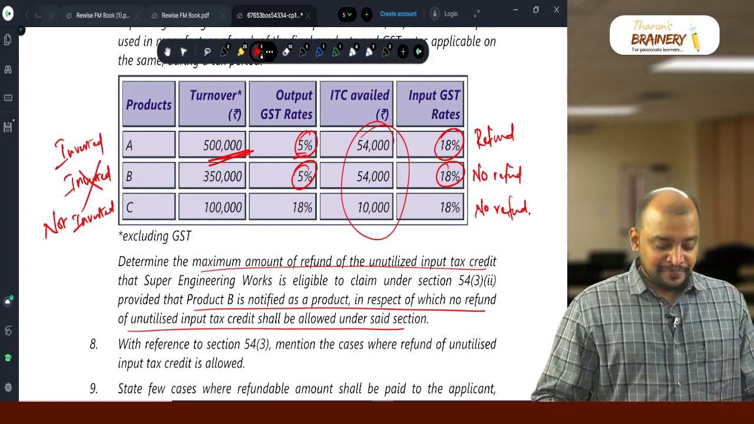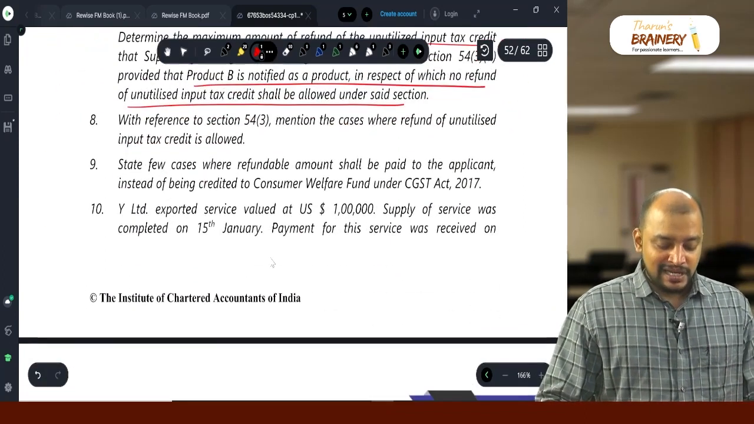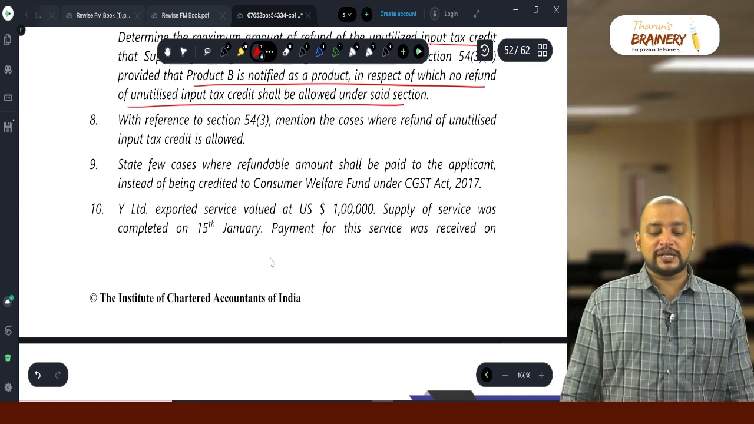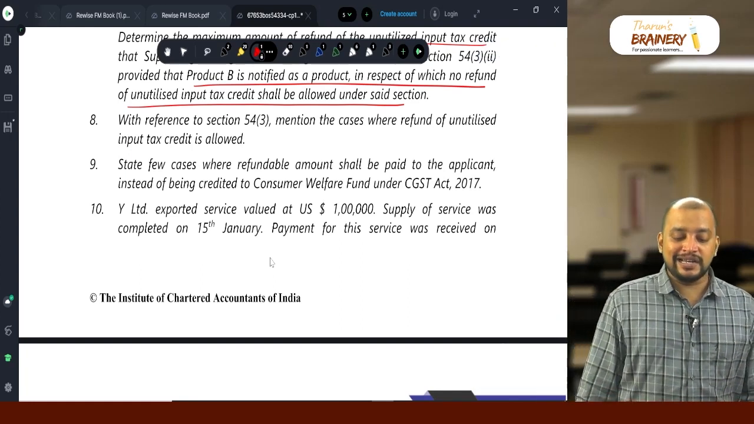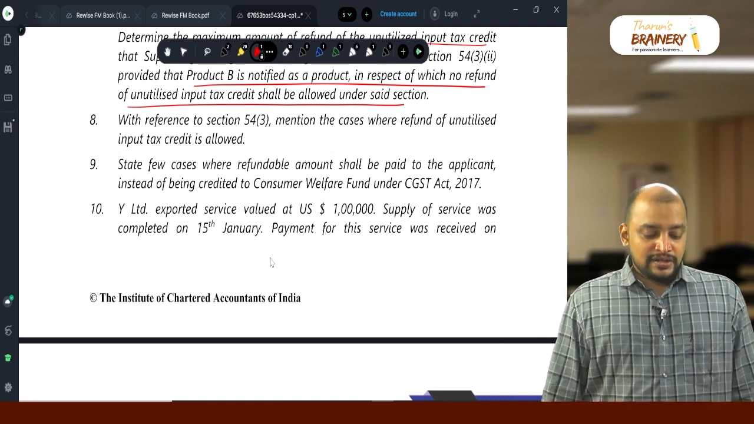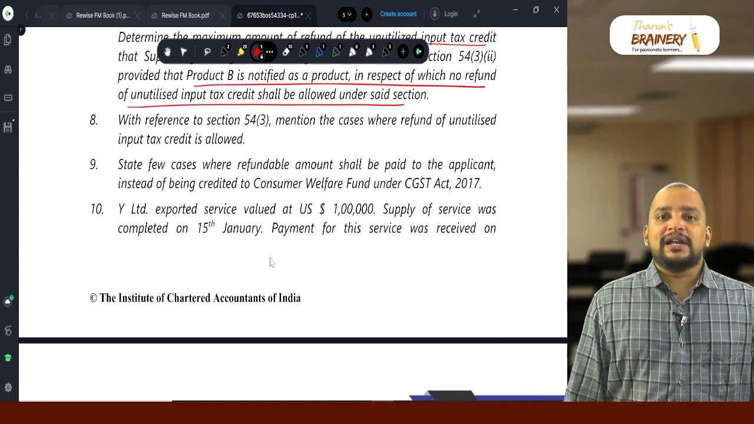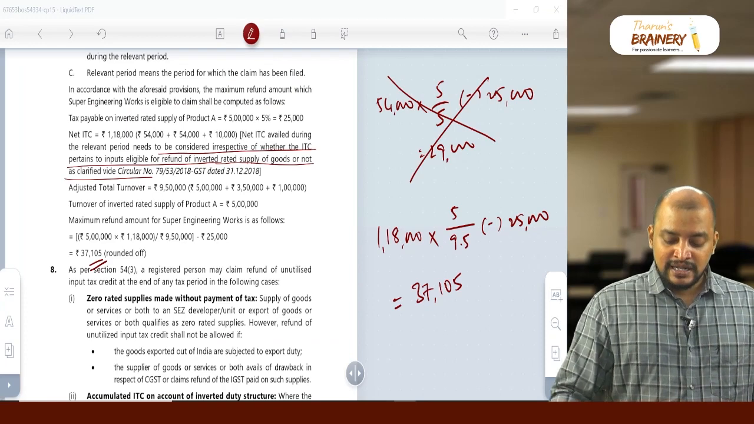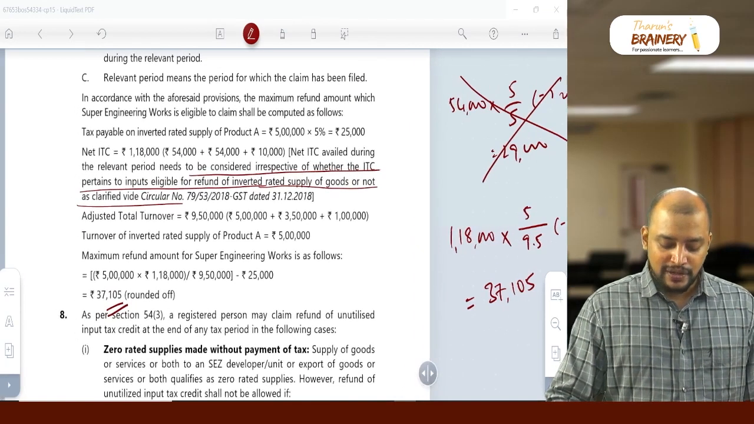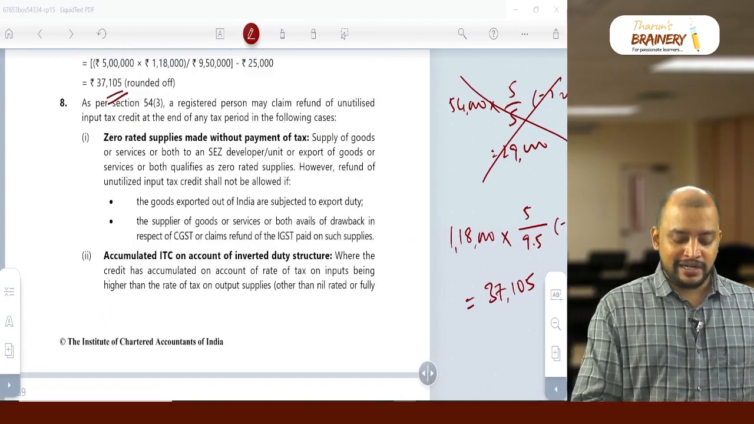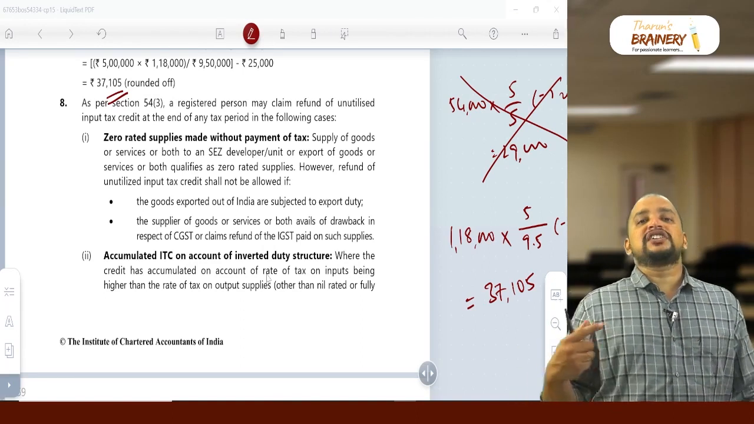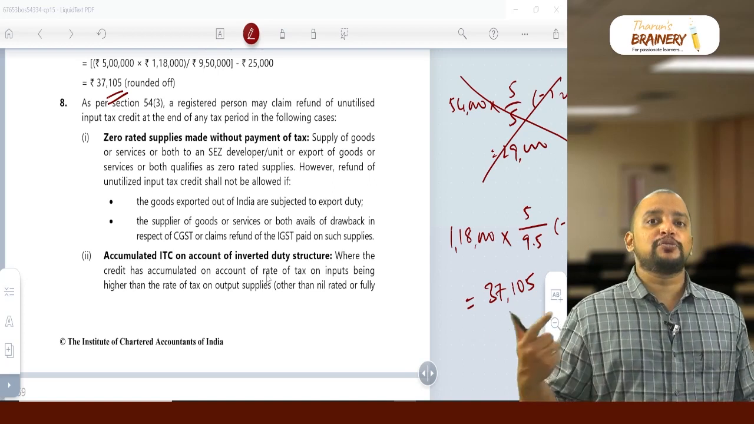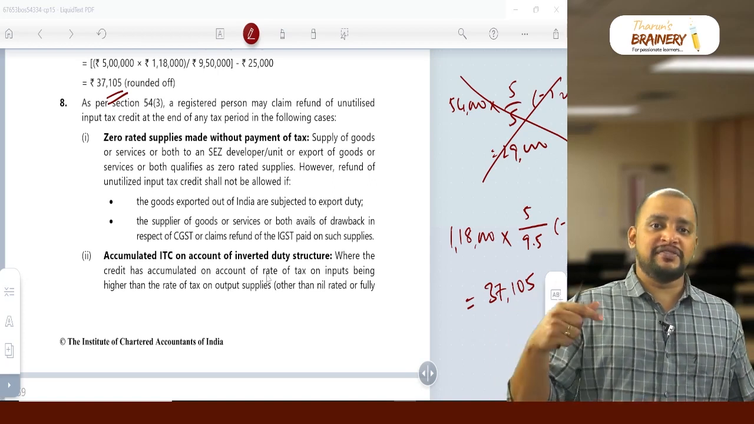Okay. Then next, question number 8: with reference to section 54 subsection 3, mention the cases where refund of unutilized ITC is allowed. So, 2 cases: zero rated supplies, export of goods or services, supply of goods or services to SEZ. In that case we will get 2 options: export upon payment of IGST or export without payment of IGST under bond or LUT. Then we will get the refund of ITC.